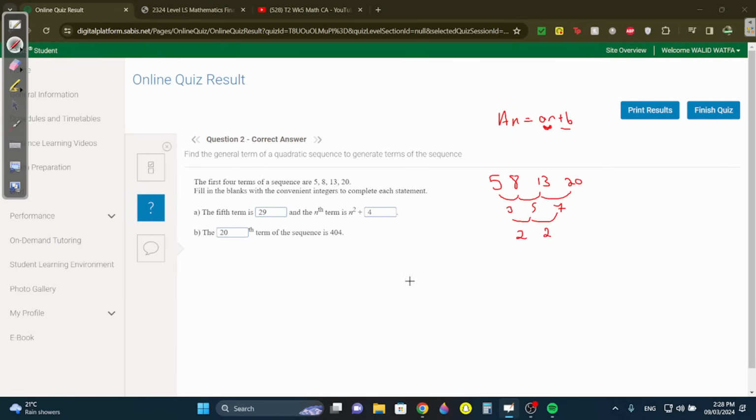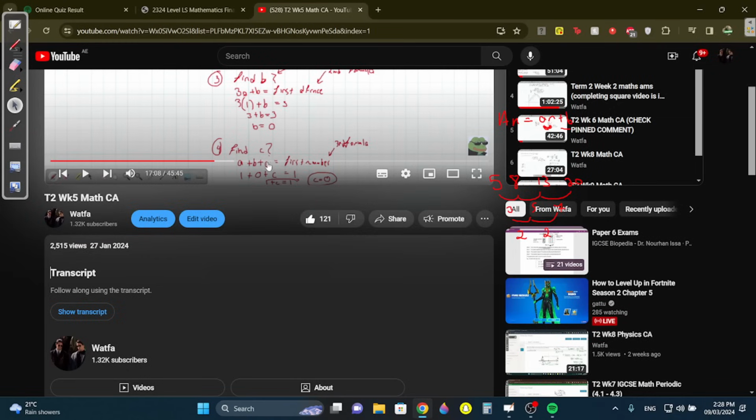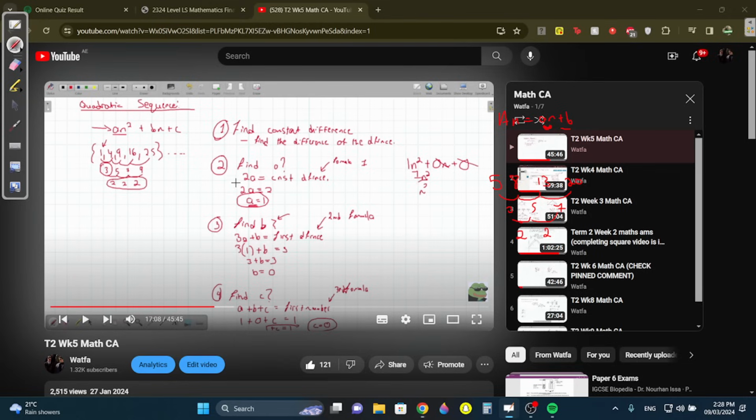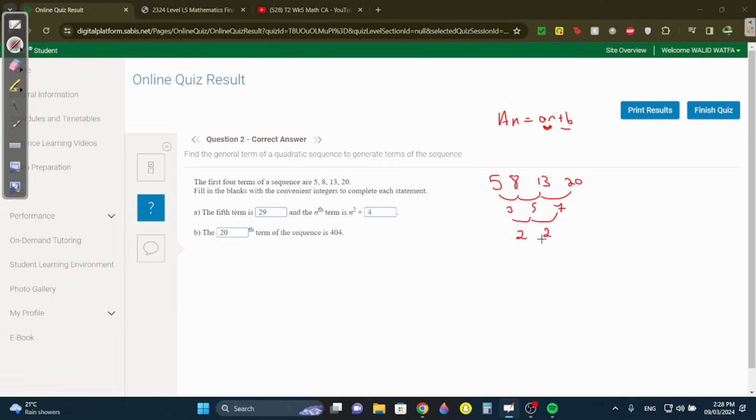How can you find the quadratic? Remember, I gave you some steps, and it's actually here because I forgot, so I went back to my term 2 week 5 video. These are the steps. You need to find A, find B, and then find C for a quadratic. To find A, the first step is to find A.